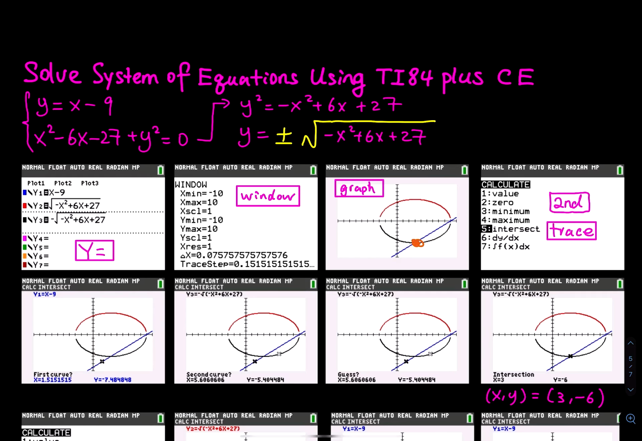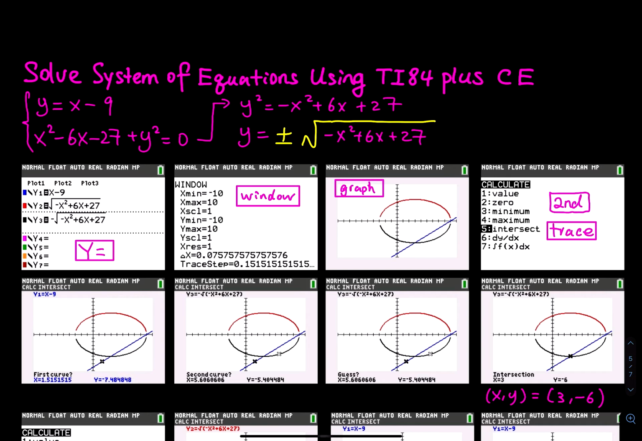So one over here and then one over there. I need to find out the coordinates of those two intersections. To do so, you press the second key, and then you press the trace key. So second trace, and then you select number 5, which is intersect. You have to find the intersection. Once you click 5, it brings you back to the menu.